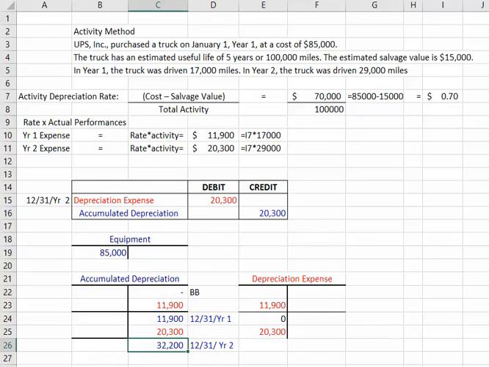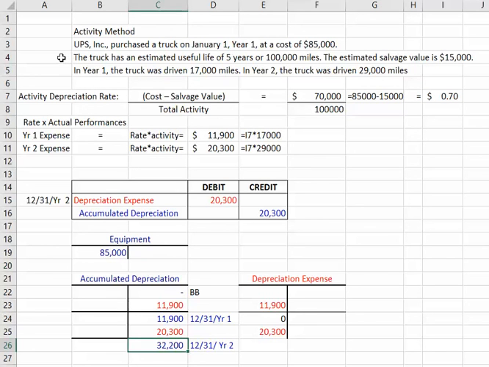Now, for extractive industries, they tend to use activity method because they keep track of their activity. It's already in the computer system. But if you think of UPS trying to do this with its trucks, it would have to go to the odometer for each truck. And if you think about it, in year 2, they'd have to subtract what the miles were in year 1. It's not feasible. That's why most companies use straight line.